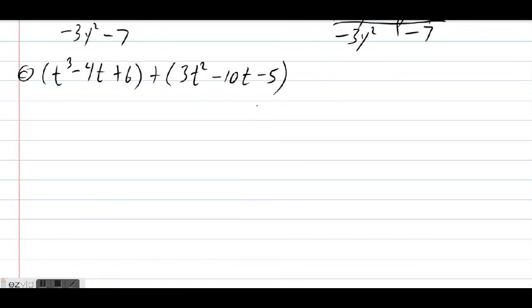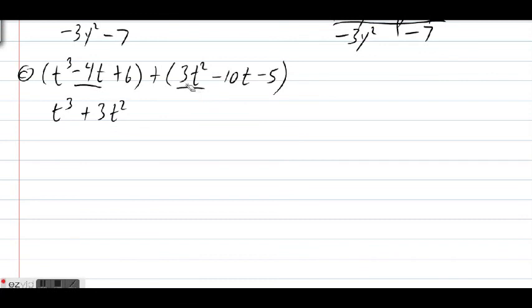Alright, hopefully you've given it a try yourself, and you'll notice there's only this one t to the third. Nowhere over here was there a t to the third. There was no t to the thirds at all. So I have t to the third. Then I have a t squared. Nowhere in this polynomial do I have a t squared. So I write plus 3t squared minus 4t.